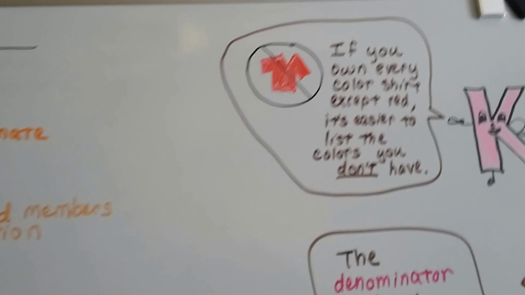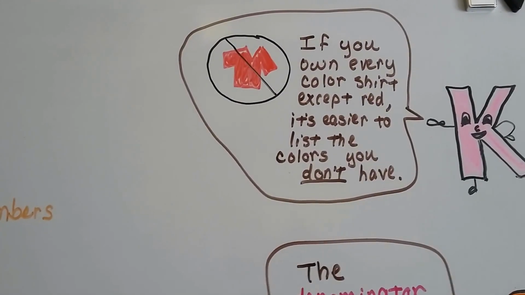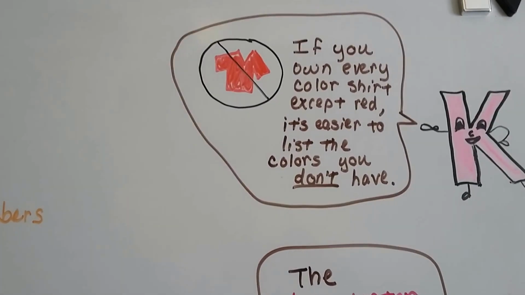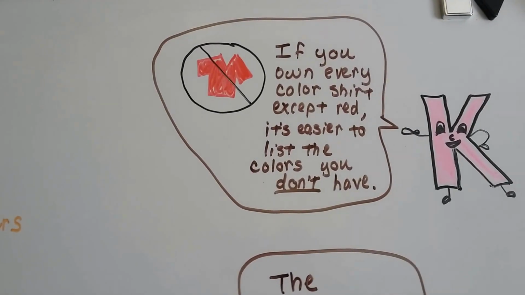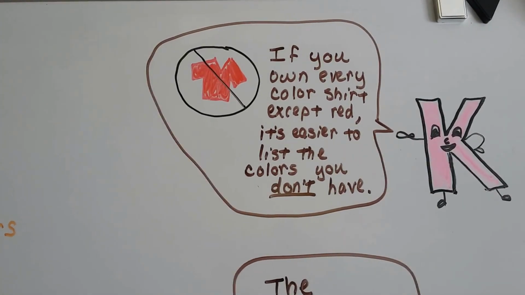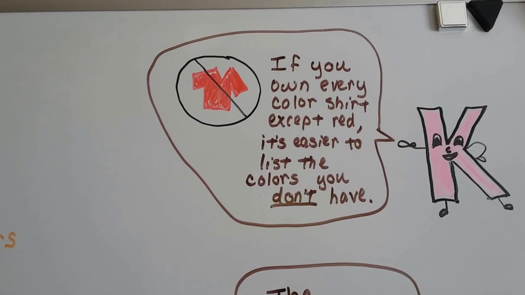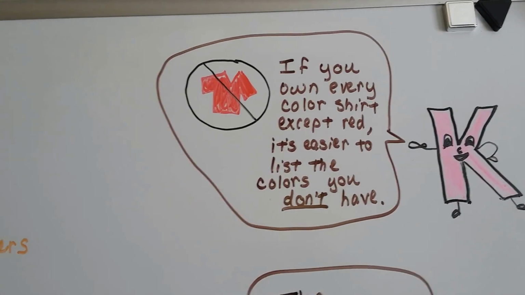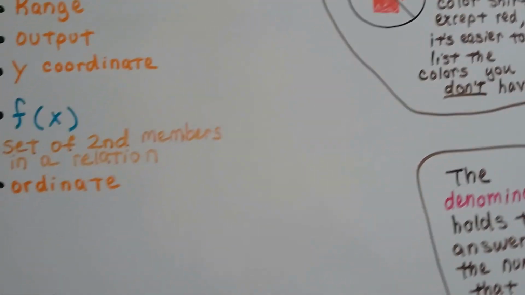So I want you to look at it this way. If you own every color shirt in existence except red, and someone said, what color shirts do you own? It's easier to list the colors you don't have because that's just one, see? So that's what we're doing. We're saying what it's not.